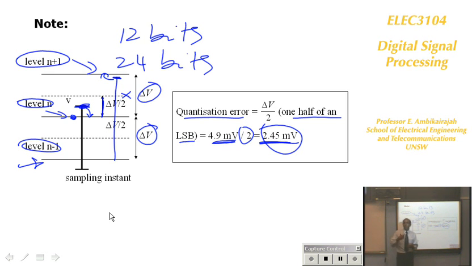But the problem is, to convert a signal into a 24-bit stream, every sample takes a long time. So the ADC becomes very slow. So you have to compromise. Can you accept a certain amount of error? If you say yes, then you can use a fast ADC, which will convert them very quickly with a few number of levels. And by few, I mean 1000 or 500 or so.